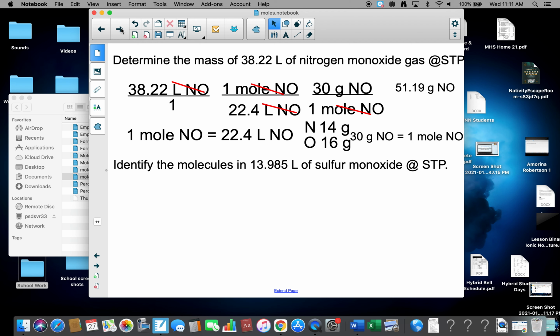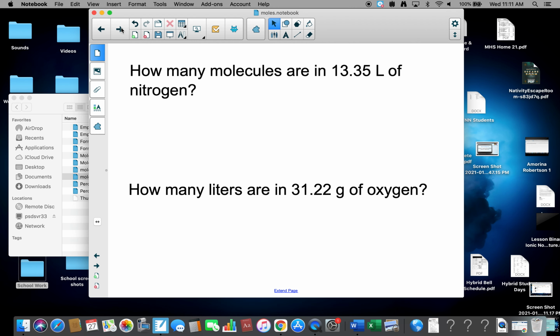Identify the molecules in 13.985 liters of sulfur monoxide at STP. Okay, copy these two. We'll do these in class.